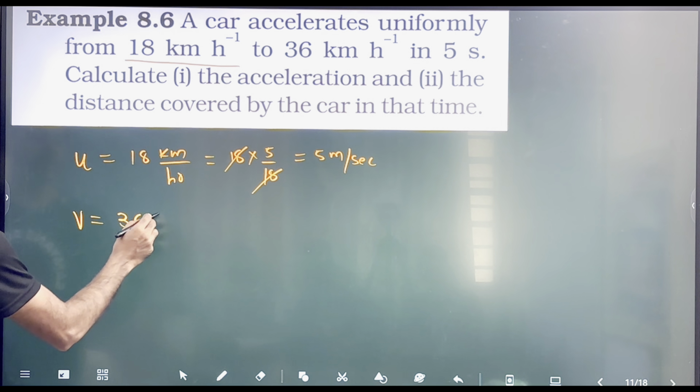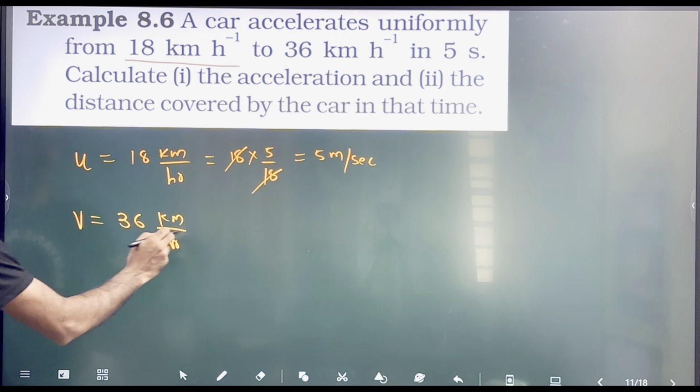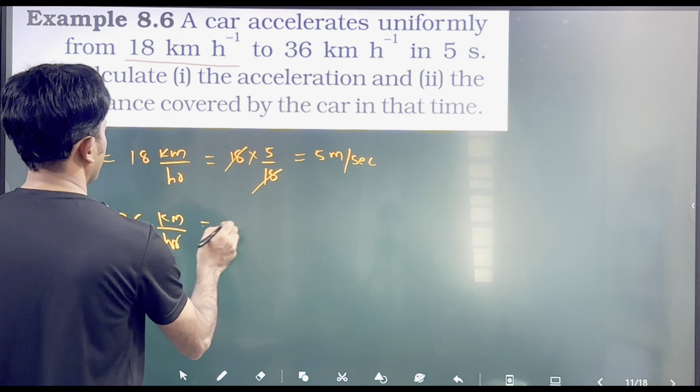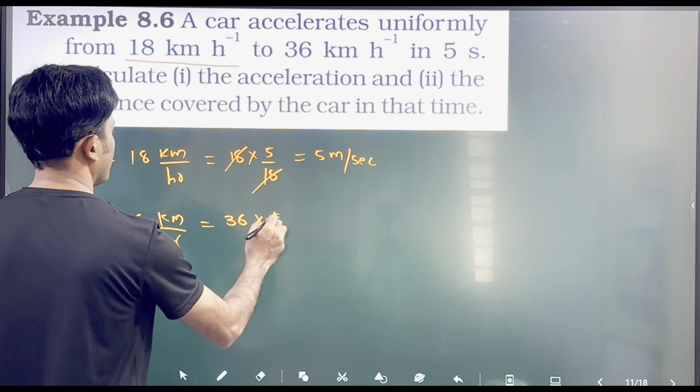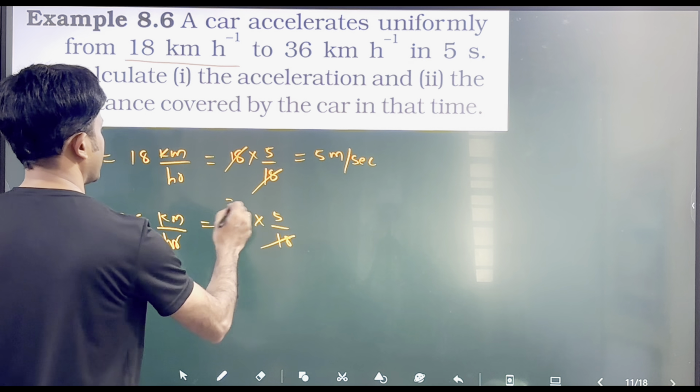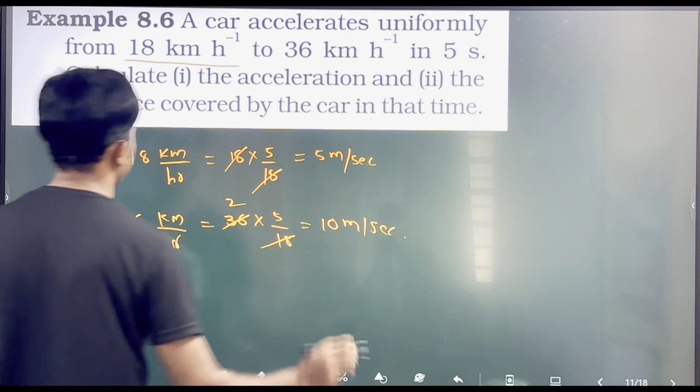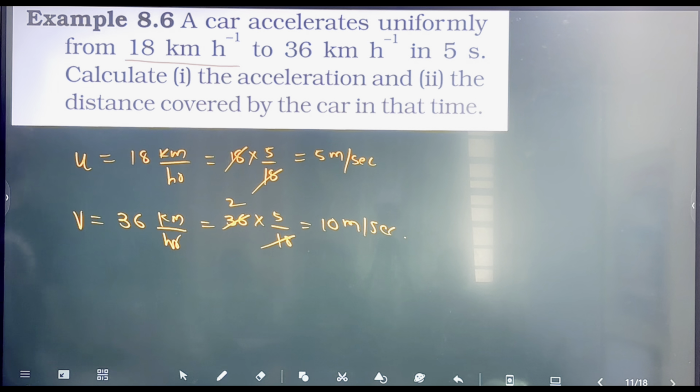So 36 kilometer per hour. Again this you change into meter per second. Then how do you change into meter per second? 36 into 5 by 18. 18 how many times? 2 times. 2 fives are 10. So here we get 10 meter per second. Okay, now you find the acceleration and the distance.